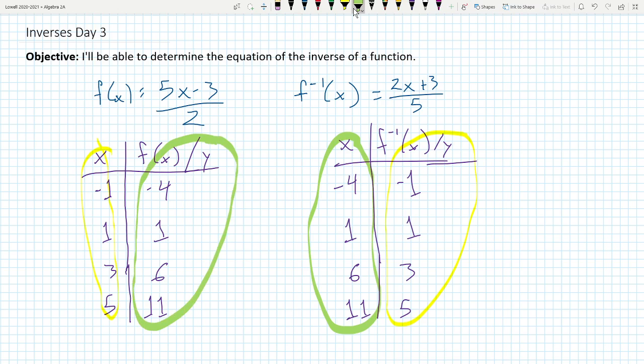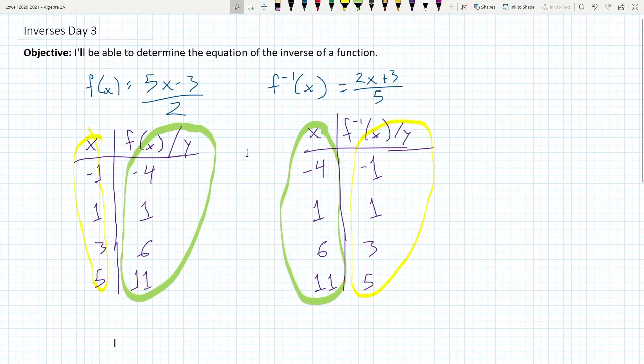Well, if on the table we just took X and Y and changed their labels, why don't we just try that with the equation? Sounds crazy, but let's try it and see what happens. I'm going to go back to just using X's and Y's because it makes our life a little bit easier. Our original equation is Y equals 5x minus 3, divided by 2.